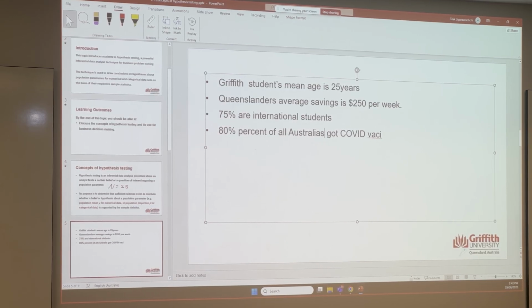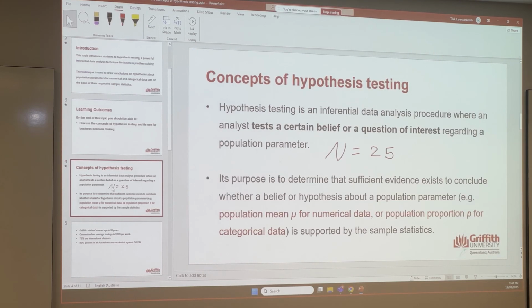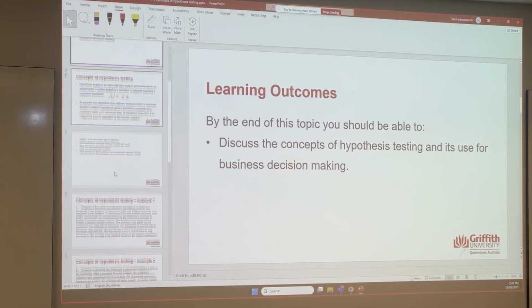Australians are vaccinated against COVID. Okay, so now these are all hypotheses, so we should be able to test. Any questions?